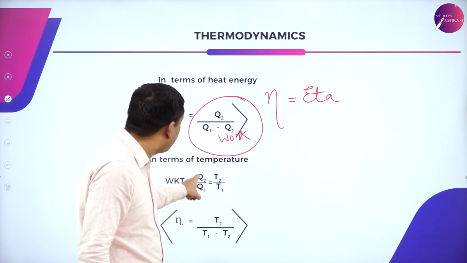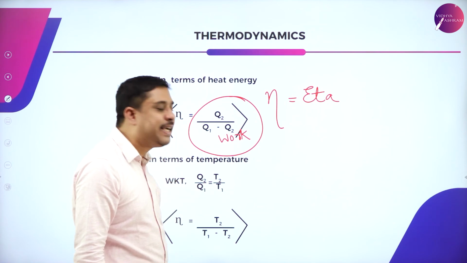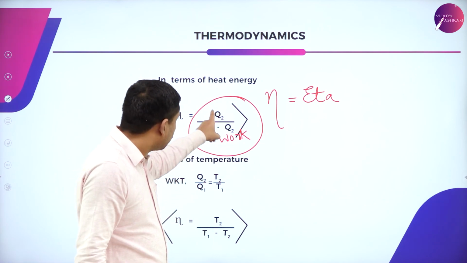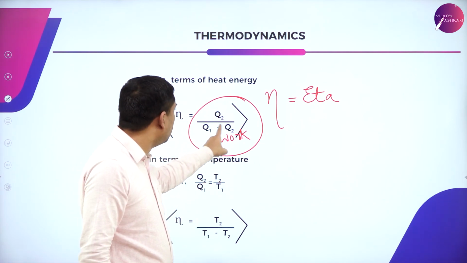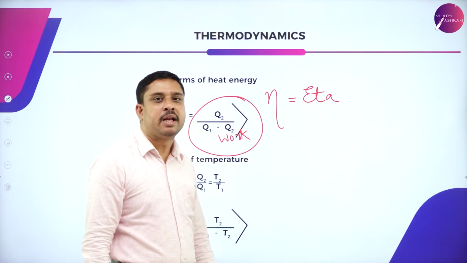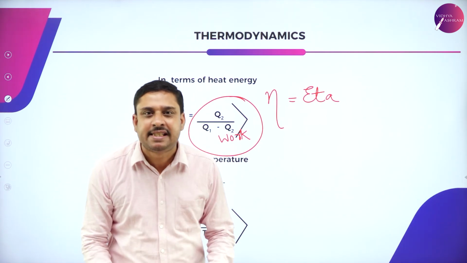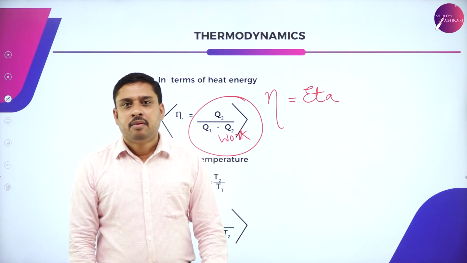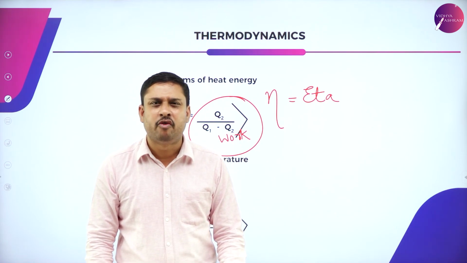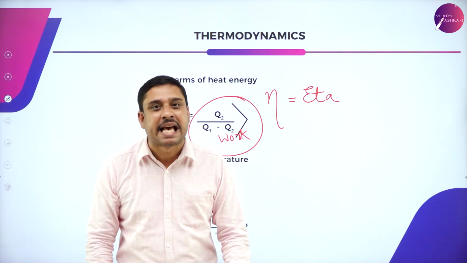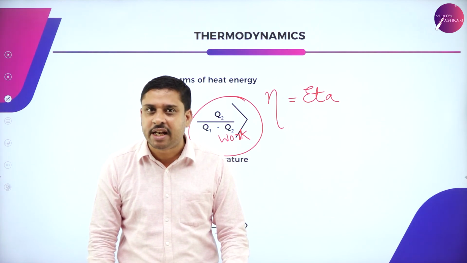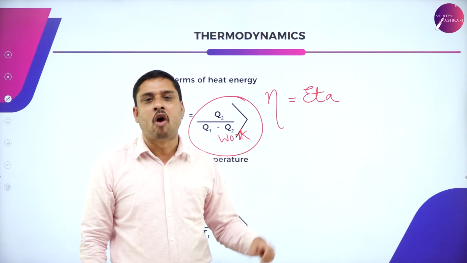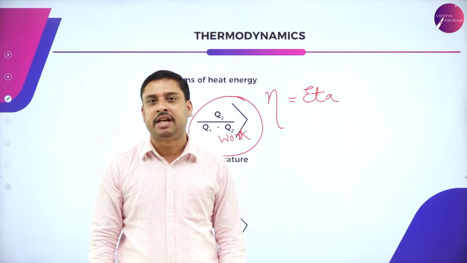And we know Q2 by Q1 is T2 by T1. So eta in terms of temperatures, Q2 becomes T2, and Q1 minus Q2 is T1 minus T2. So this is the efficiency of a refrigerator. In my next class, students, we will be working out a very important session on Carnot's heat engine, understanding its working and efficiency, based on the topic of refrigerator.